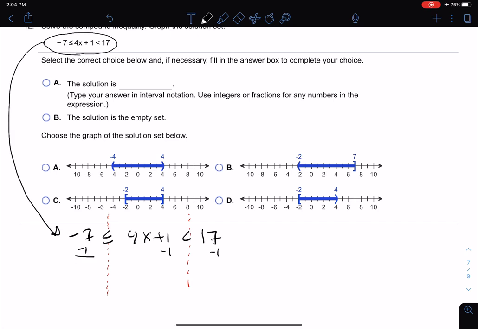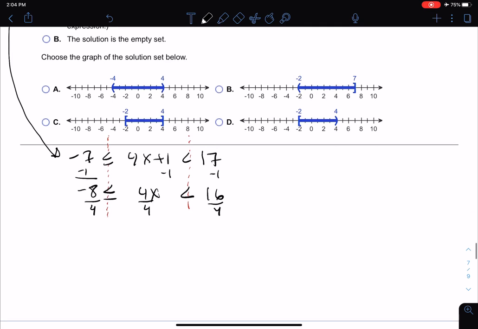And when I do that, I get negative 8 is less than or equal to 4x less than 17 minus 1, which is 16. And then finally, I divide by 4 on the middle, the left, and the right. All regions must be done. Negative 8 divided by 4 is negative 2. 4x divided by 4 is x. 16 divided by 4 is 4.